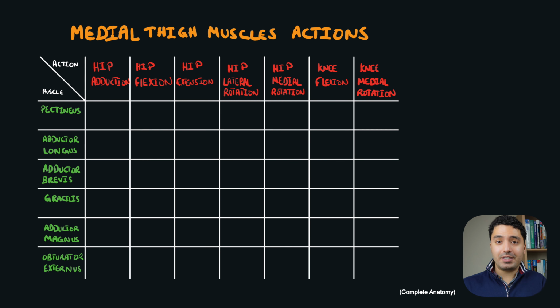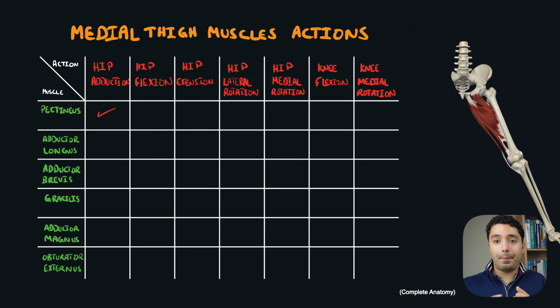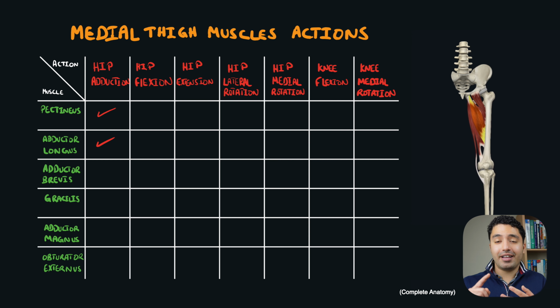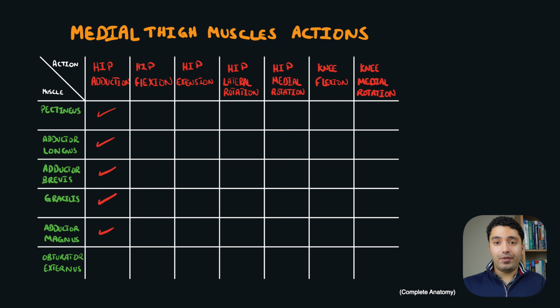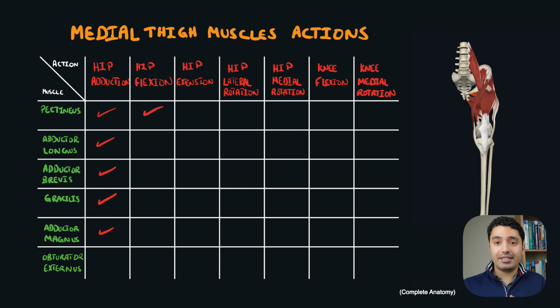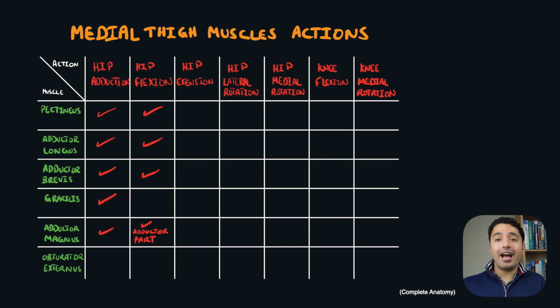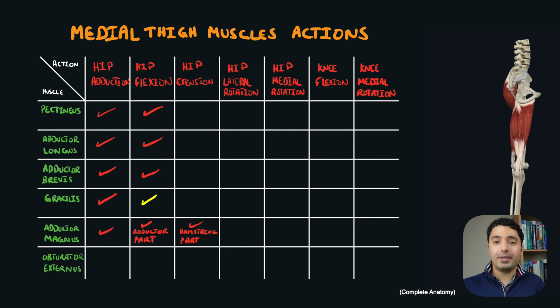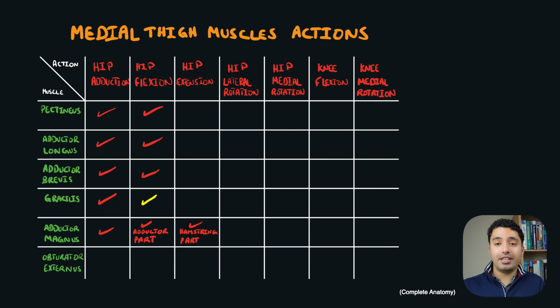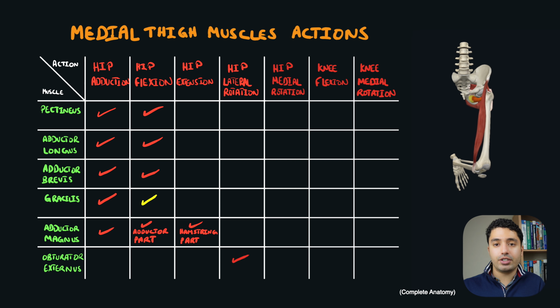In terms of the actions of these muscles, hip adduction is contributed to by the pectineus, adductor longus, adductor brevis, gracilis, and adductor magnus, whereas hip flexion is contributed to by the pectineus, adductor longus, adductor brevis, and adductor magnus, and slightly assisted too by the gracilis, whereas hip extension is only performed by the hamstring part of the adductor magnus.